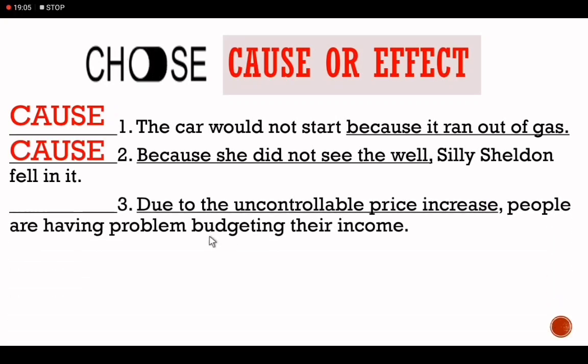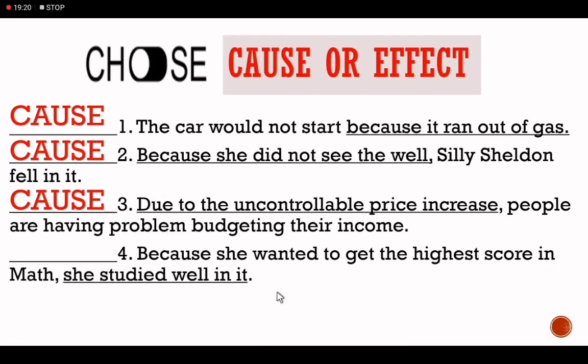Number 3, due to the uncontrollable price increase. Cause or effect? The answer? Cause. Because of the word due to, or the phrase due to. That's your signal. Number 4, she studied well in it. The answer? Effect. You can see here that the first part of the sentence talks about the cause. So automatically, the next part, plus trying to understand the meaning of the sentence, talks about the effect.